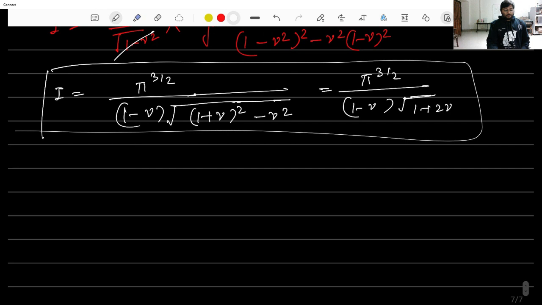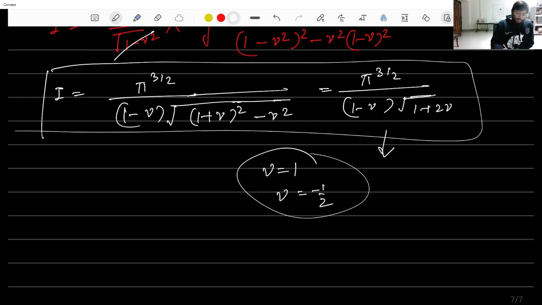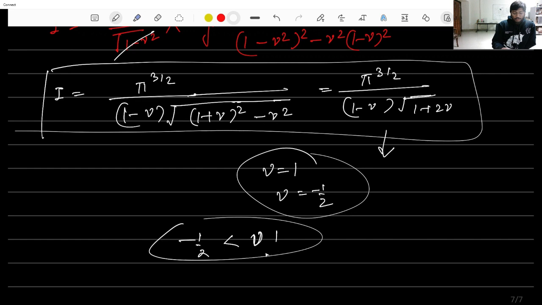Fine. Yeah. So if you look, this integral also diverges for nu equals 1 or nu equals minus 1 by 2. This integral converges within the range minus 1 by 2 to 1. So nu equals minus 1 by 2 and nu equals 1 are the singular points. So this integration is valid within this range.